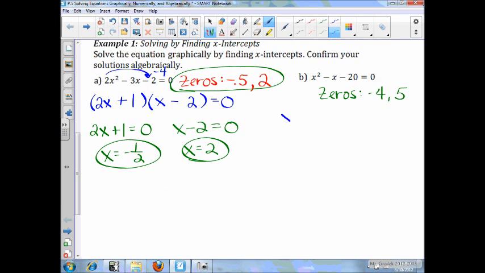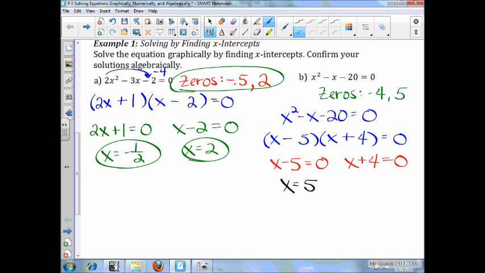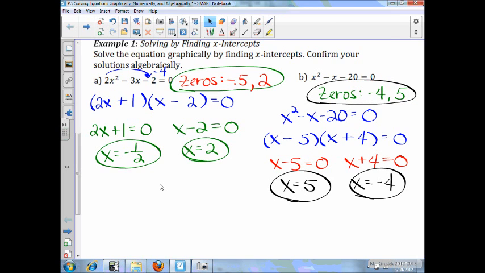Now we need to confirm it algebraically. Only two factors of x squared are x and x. Two factors of 20 are 5 and 4. That will give you the 1. We need a negative 5 and a positive 4, which means x minus 5 equals 0, x plus 4 equals 0, which tells you then that x will equal 5, x will equal negative 4, which does confirm our zeros.